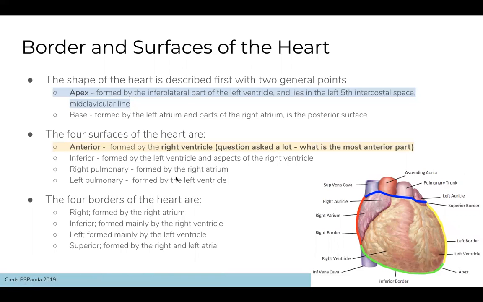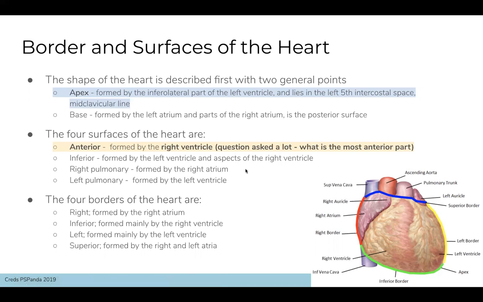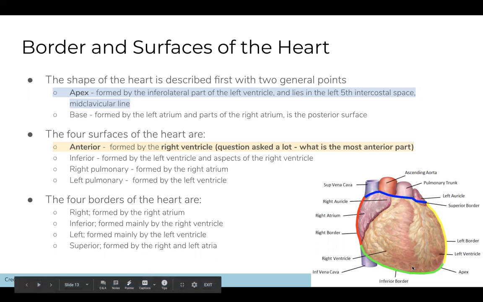Now, to be honest, this particular slide is not super high yield. The two bits that are highlighted are quite high yield: the apex is important, and then the anterior side of the heart. They often like to ask a random question, which side of the heart is most anterior? The answer is the left ventricle. I said the right ventricle. I'm dumb. These two are meant to be swapped. So it's the left ventricle, I think.